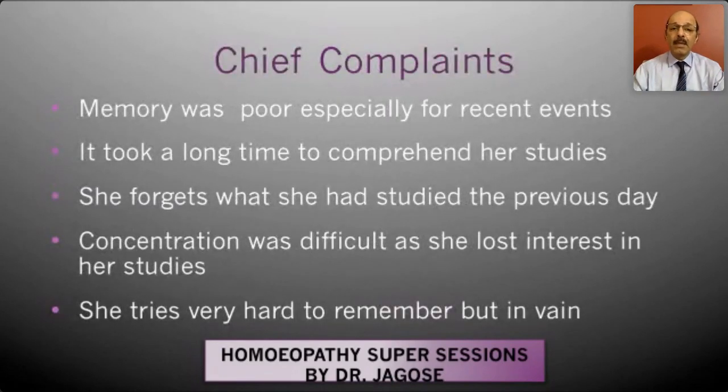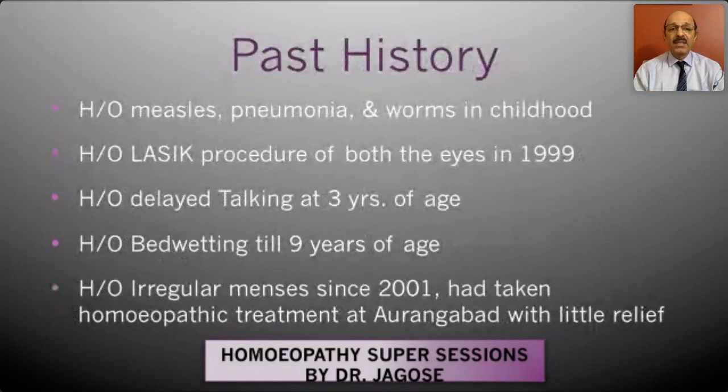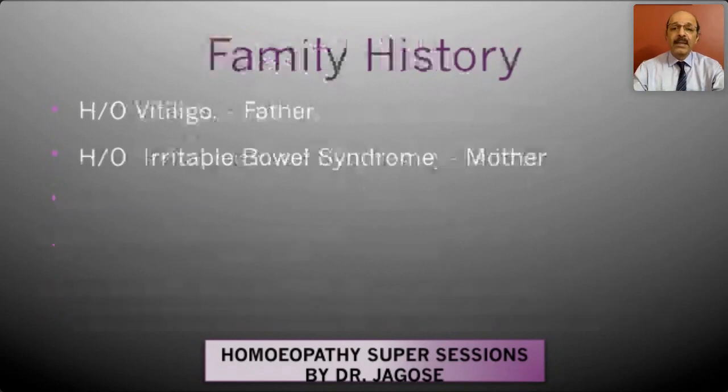Chief complaints: memory poor for recent events, it took a long time to comprehend the studies, forgets what she had studied the previous day, concentration difficult, and she lost interest in her studies. She tries very hard to remember but in vain. Past history of measles, pneumonia, worms in childhood, LASIK procedure of both eyes in 1999, delayed talking until the age of 3 years, bedwetting at the age of 9 years, and irregular menses since 2001. She has taken treatment at Aurangabad with little relief. Family history: vitiligo in father and IBS in mother.